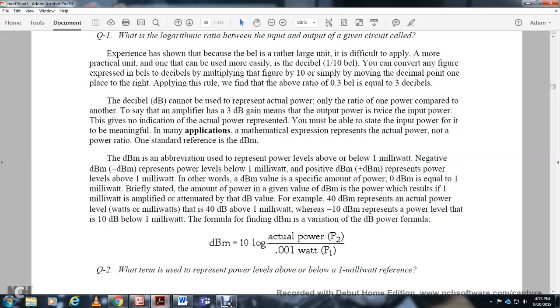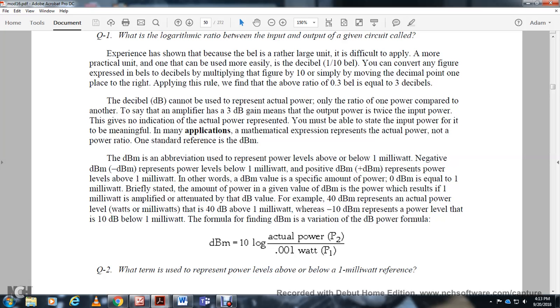Negative decibel milliwatt represents a power level below 1 milliwatt, and positive decibel milliwatt represents a level above 1 milliwatt. In other words, the decibel milliwatt value is a specific amount of power: 0 decibel milliwatts is equal to 1 milliwatt. Briefly stated, the amount of power given in decibel milliwatts is the milliwatt amount expressed as a decibel value.